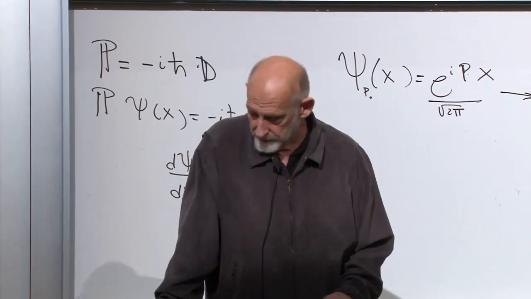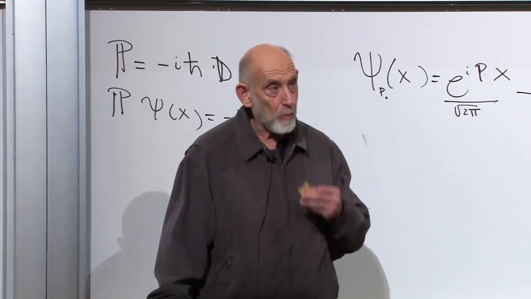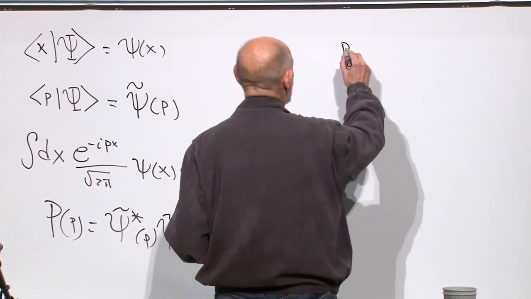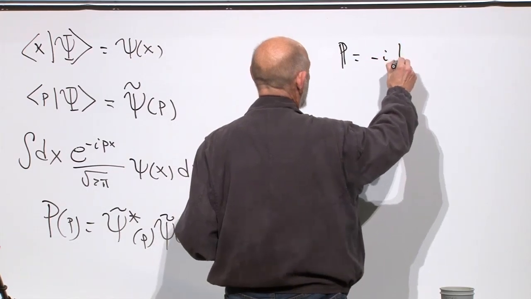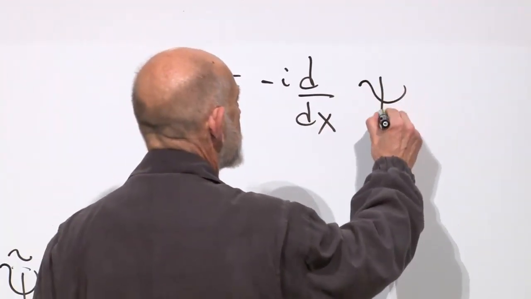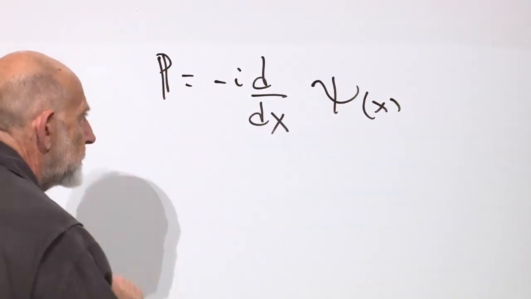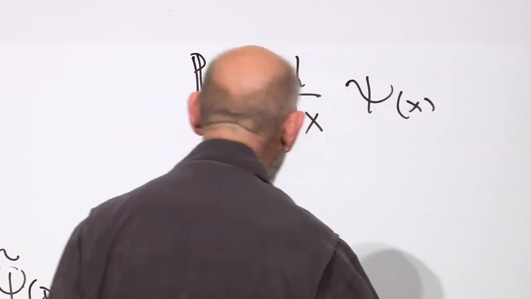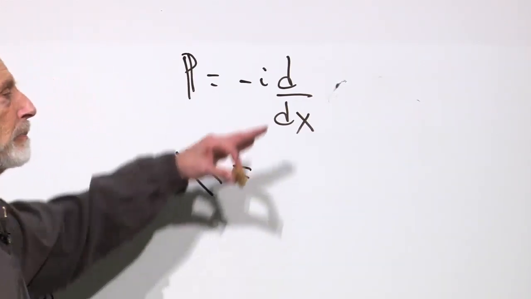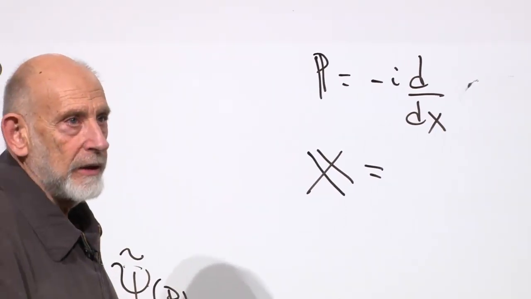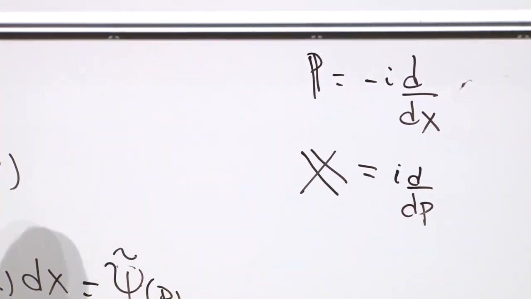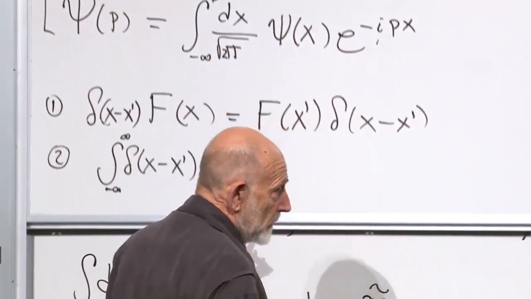So if you wanted to take a position operator in the momentum space, it would be i h bar partial p. Right. Remember, p was equal to minus i d by dx, and you apply this to a position space wave function to find out how it acts. X, not quite parallel, not minus i d by dp, but plus i d by dp. The minus sign difference has a great deal to do with this minus sign here. But you can work it out.